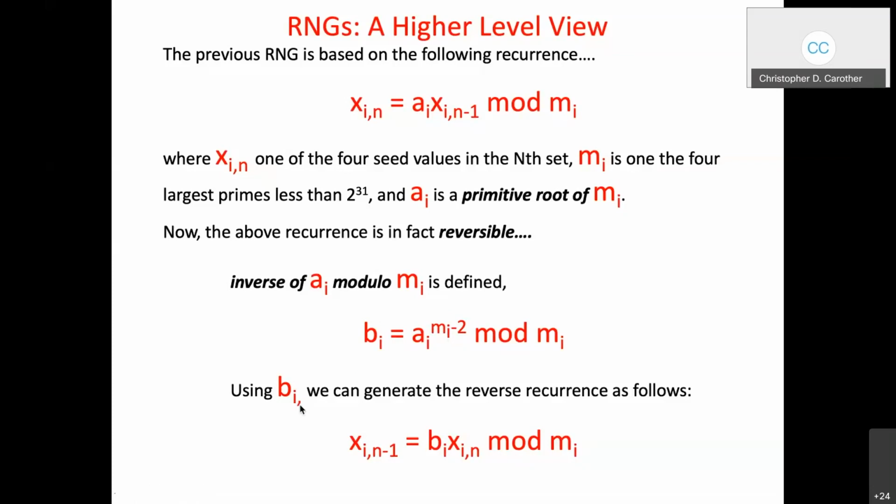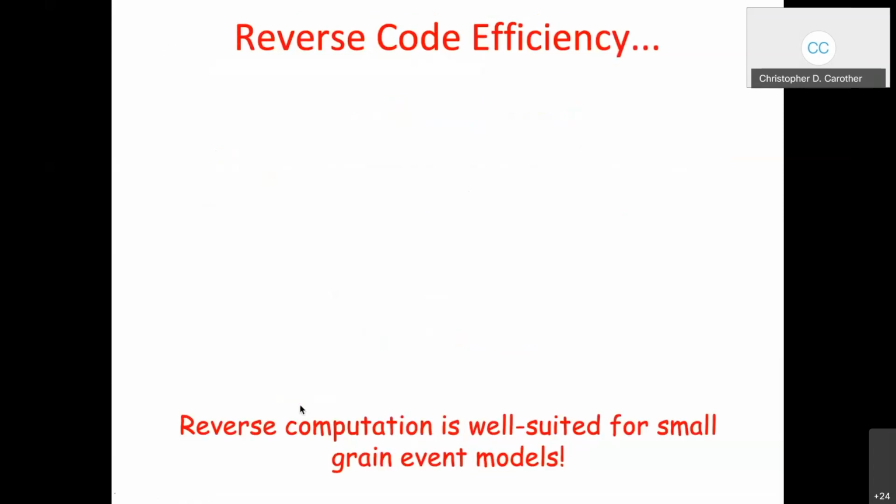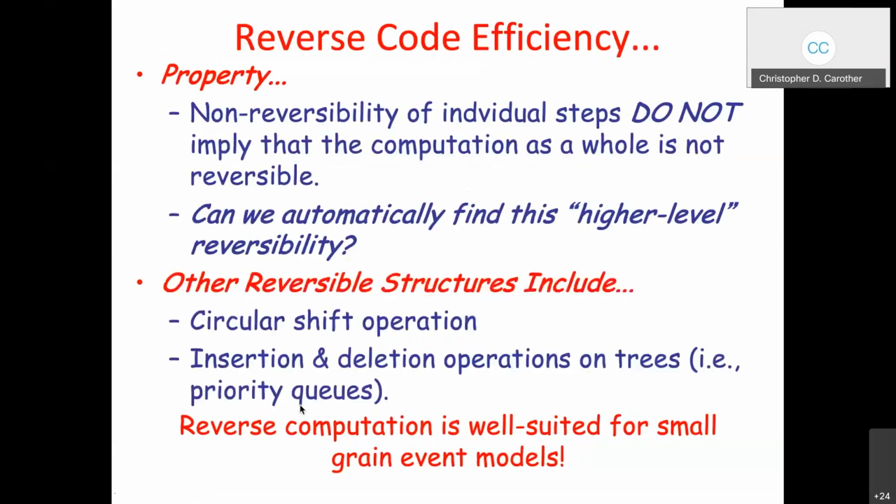So again, this reversibility tends to be very efficient. And I guess the big message is it tends to be very well suited for small event grain models, such as a lot of networking models where you're just enqueuing packets or things like that. Folks are also looking at it for kinetic Monte Carlo as well. I know there's a lot of physics folks on this talk, so kinetic Monte Carlo is a very popular method there. You can use a reverse computation discrete event approach for that method as well.